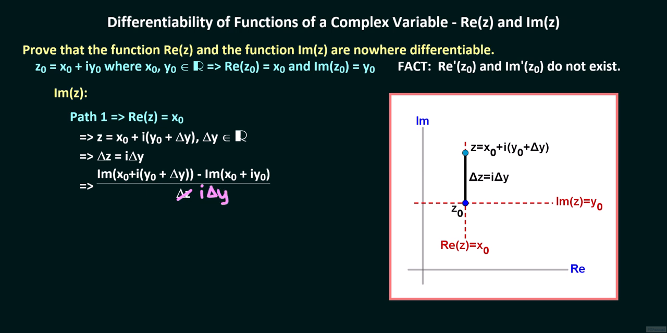The imaginary part of x sub 0 plus I times the quantity y sub 0 plus delta y is y sub 0 plus delta y. The imaginary part of x sub 0 plus I times y sub 0 is y sub 0. Y sub 0 cancels out. So the difference quotient equals delta y over I times delta y, and so is equal to 1 over I, or minus I, whose limit, of course, is minus I. Therefore, the derivative of the imaginary part function at z sub 0 along this path is minus I.